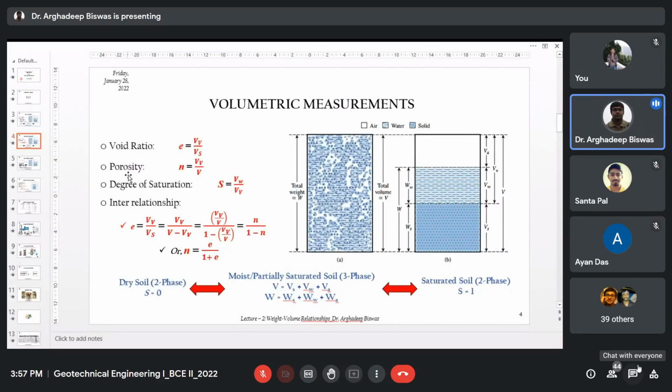Then comes the porosity. Now, how is porosity defined? It is presented as small n, which is defined as VV by V. This V is the total volume, that means the total soil volume, which consists of VA, VW, and VS. So the volumes of the three components make up the total V. That is the denominator.